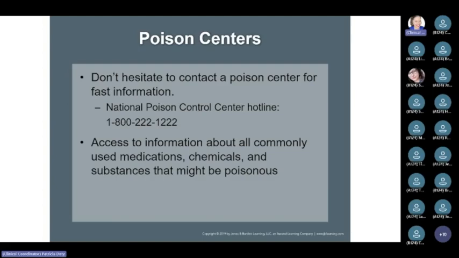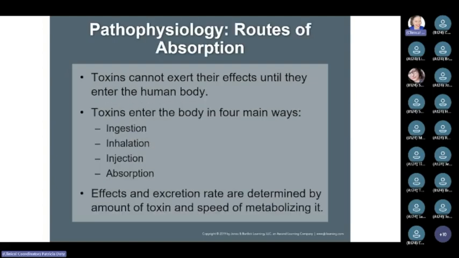They have access to information about all commonly used medications, chemicals, and substances that might be poisonous, and things that are absolutely poisonous. They have all of those substances in their database, and they can even tell you about whether they took this and this, because that's really bad. Like that whole bleach plus ammonia. Those are bad, right? We don't do that.